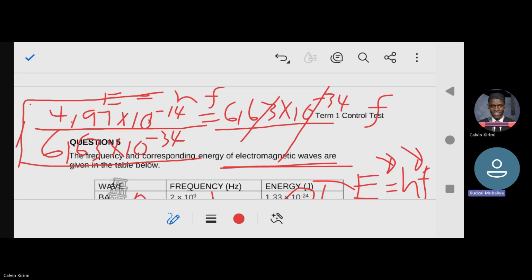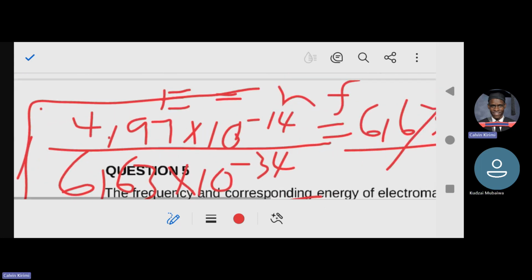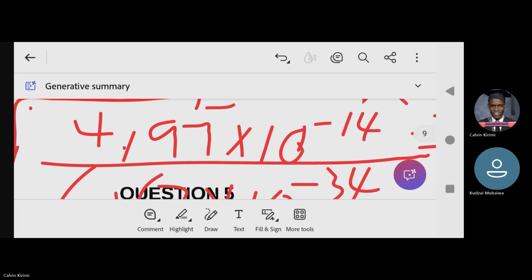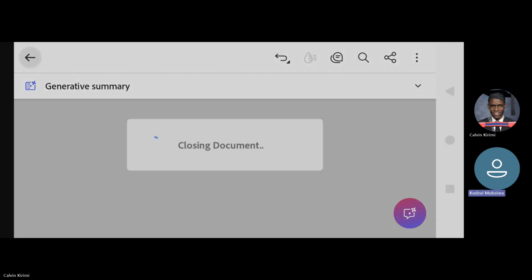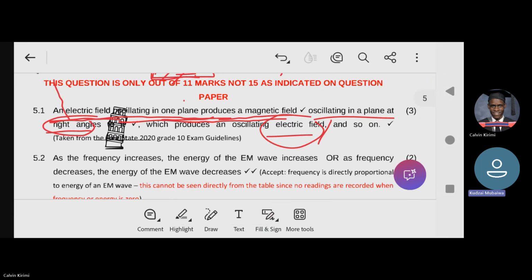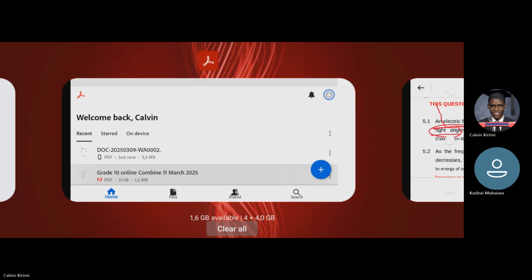Yes, sir. Can I please quickly do it? Solving this number. I got 7,50 multiplied by 10 to the power of 19. 7,50. You rounded off yourself or what? Yes, sir.